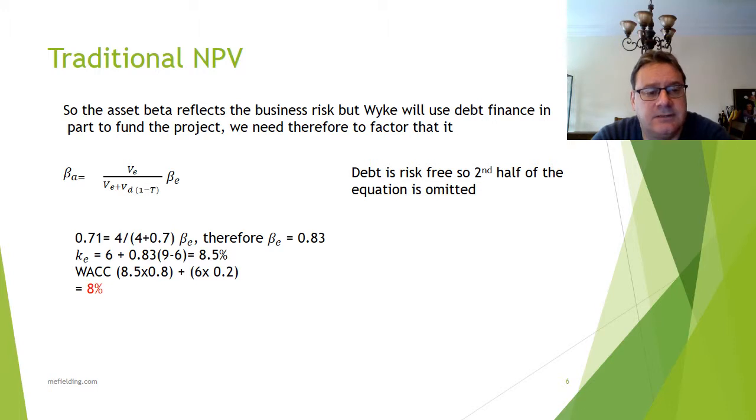So the cost of equity is equal to 6, which was our risk-free rate, which again I said was a bit strange because we've got corporate debt here at 4%, but whatever, go with the flow. 6%, and then plus 0.83, that's your equity beta, multiplied by 9 minus 6. 9 being the return on the market portfolio, and 6 being the risk-free rate. Multiply those numbers through, and you should get that your cost of equity is equal to 8.5%. So we get KE equal to 8.5%.